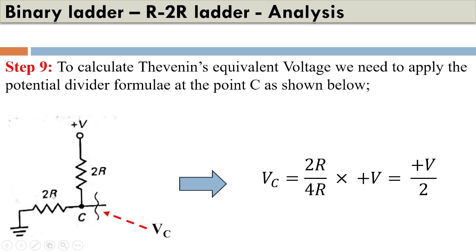So we will again apply the potential divider formula, since we are measuring the voltage across this R. So this resistance divided by the entire resistance multiplied by the voltage applied. So what we have is 2R divided by 4R into plus V. What we'll get is V by 2. So the Thevenin's equivalent voltage source, which has been denoted here as VC, is V by 2.